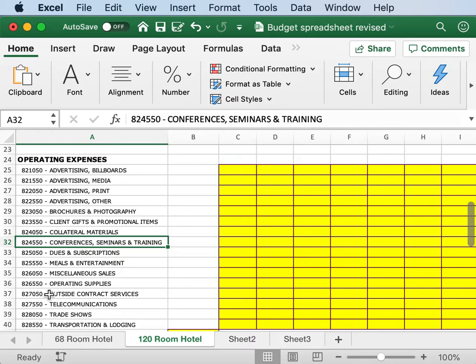A lot of the travel-related expenses with these conferences, seminars, and trainings are also coded here. So it could be their lodging expenses, their flights, their transportation, the booking fees for the conferences and trainings themselves. All that type of expense would get coded here.